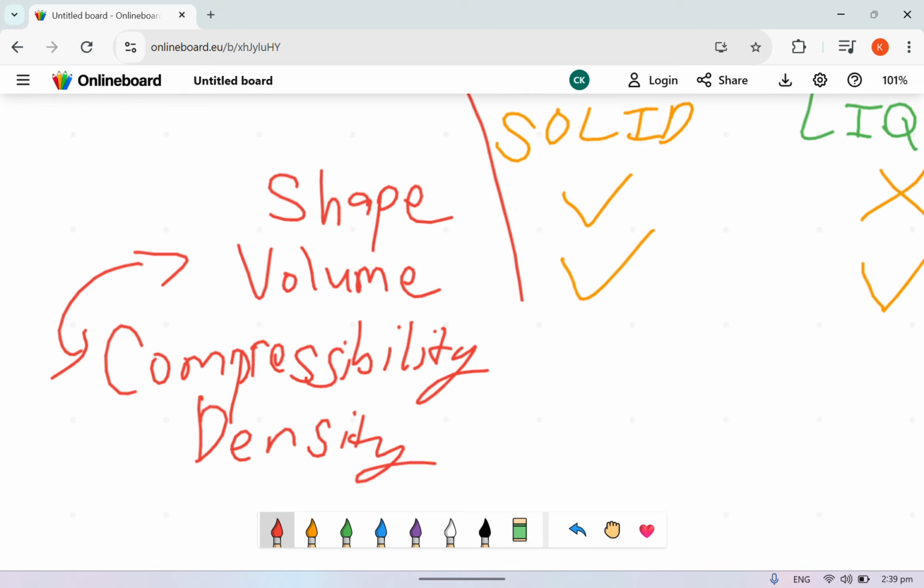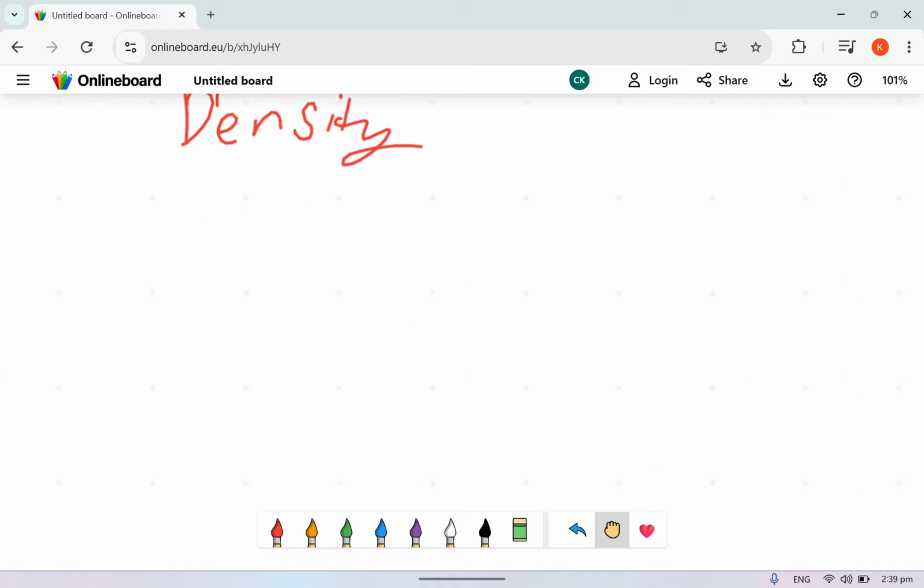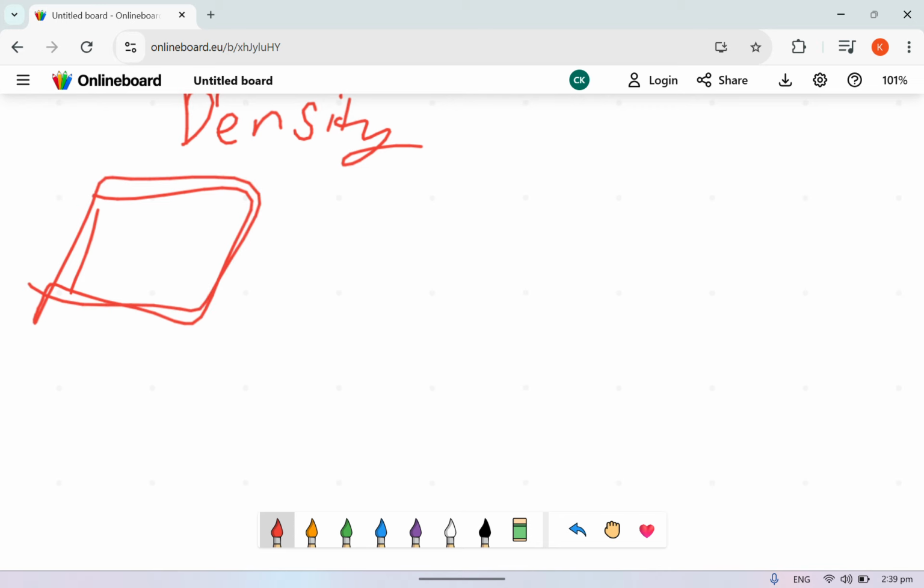Now, compressibility is the ability to be compressed. If this thing has a definite volume, a fixed volume, can it be compressed? Let me ask you. If I have this box that is solid and clearly has a definite volume, can you compress it? No way, right? Even if you have super strength, you can't compress it.